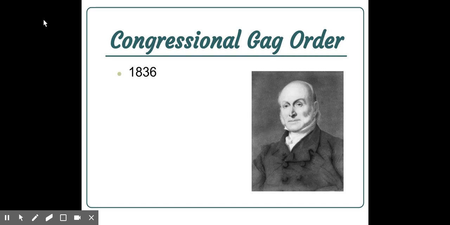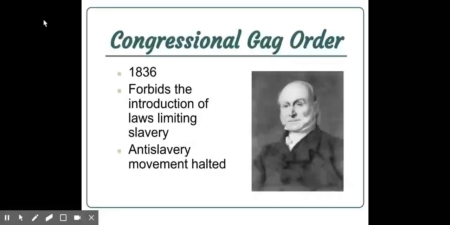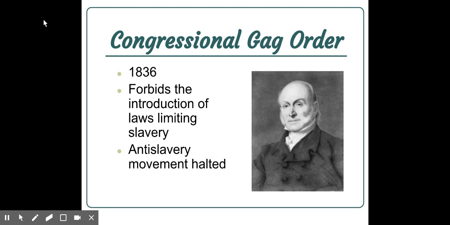In 1836, we are going to have the Congressional Gag Order, and this was put in effect in an effort to prevent continual fighting in Congress over this whole notion of slavery. So what this gag rule did was forbid the introduction of laws that were going to limit slavery on the floor of the House. So any federal legislation that was trying to be introduced against slavery is going to be temporarily halted. So it really did halt the anti-slavery movement. Now, eventually it's going to be repealed in 1844 because it was limiting people's freedoms under the Bill of Rights.